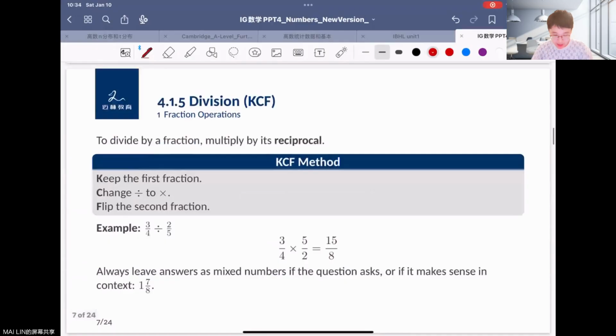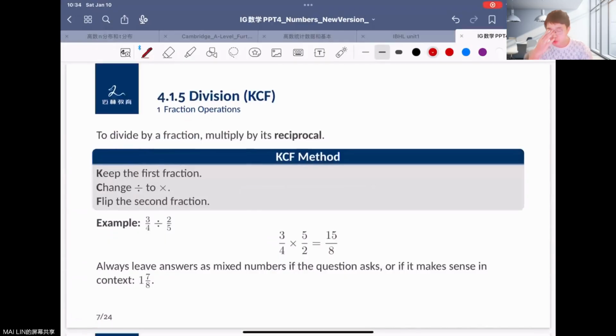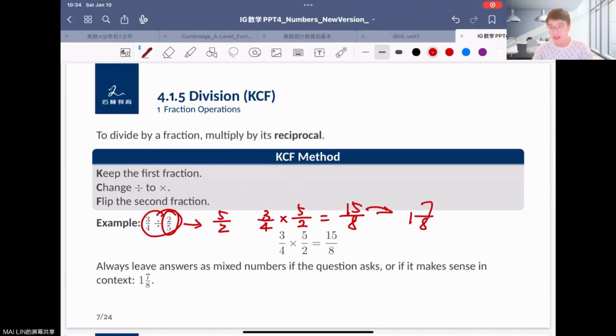Okay, and for division it is also like this. We can first switch the fraction, from 2 over 5 into 5 over 2, just replacing the places of the numerator and the denominator. So first we have 3 over 4 divided by 2 over 5. We can switch this into 3 over 4 times 5 over 2. And the final answer is 15 over 8. Okay, so we can also change it into 1 and 7 over 8. Okay, that is for division. I think it's not very difficult.